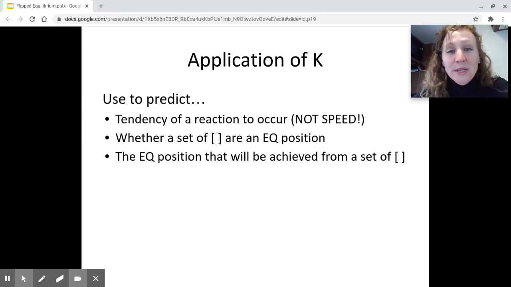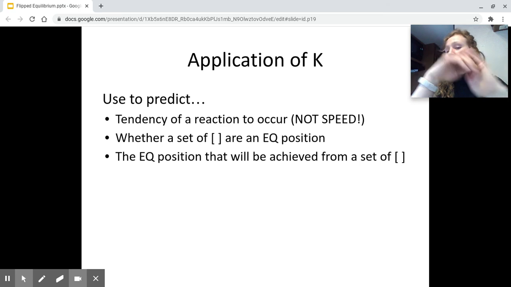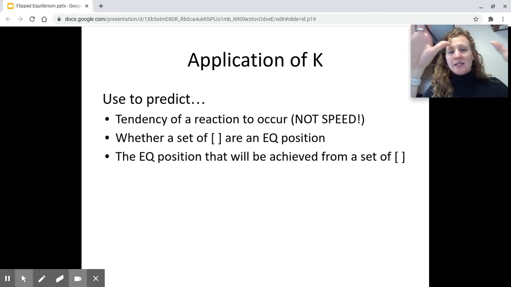All right, so what do we use K for? We use it for a couple different things. First of all, it can predict the tendency of a reaction to occur or not occur. Now remember, this is separate. This is not talking about how fast the reaction will occur. It's just talking about if it will occur. So again, we want to make this distinction. This is not speaking to the kinetics of a reaction.